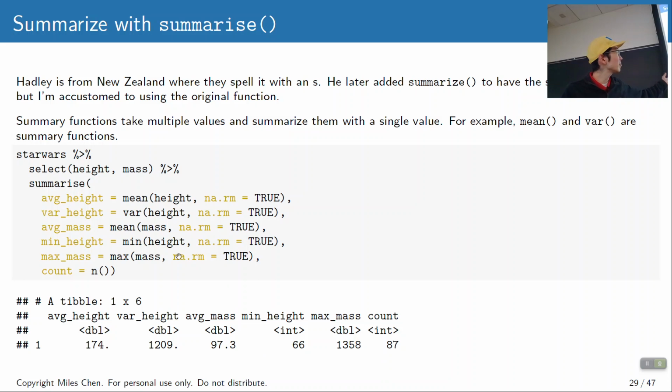And so here I'm saying, okay, select the columns height and mass. We're going to calculate these summary values. So we're going to calculate the mean of the height, variance of the height, mean of the mass, minimum of the height, maximum of the mass. Also just count how many values we have, which also counts as a summary, okay? And these are the values that we get, okay?